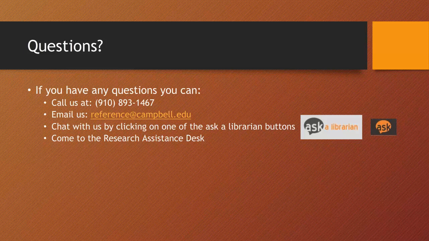If you have any questions, you can call us at 910-893-1467. You can email us at reference@campbell.edu. You can chat with us by clicking on one of the Ask a Librarian buttons, or you can come to the Research Assistance desk.